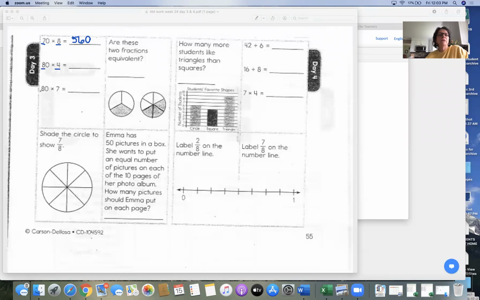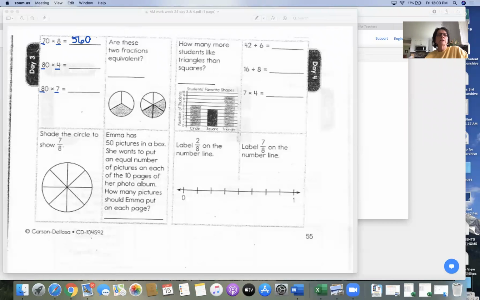Underline them. If you didn't do that, it's a good strategy to get in the habit of doing, finding those hidden facts. Next one, 80 times 4. My hidden fact is 8 times 4. That is 32. So I just have to write 32 and add my 0 because I'm multiplying by a multiple of 10. And the last one is actually, if you noticed it, just the first one reversed, the commutative property with a multiple of 10. So if 70 times 8 is 560, then 80 times 7 is also 560.